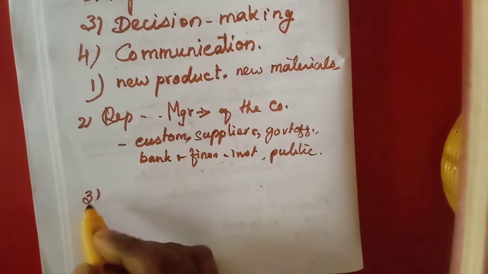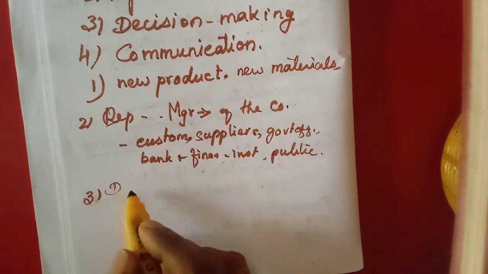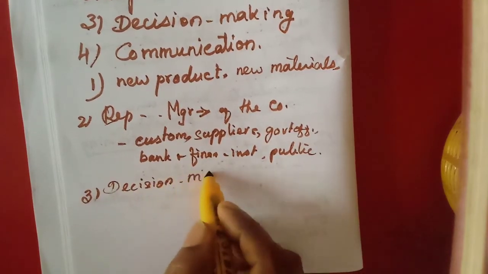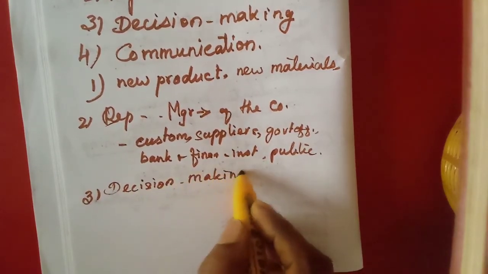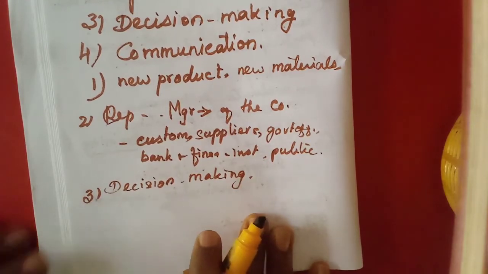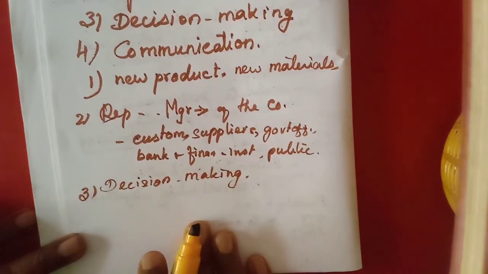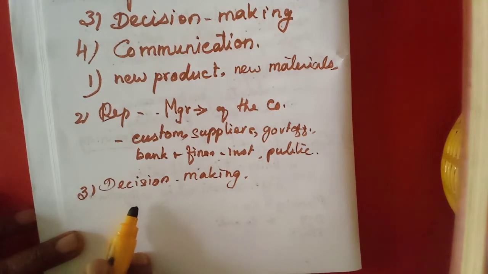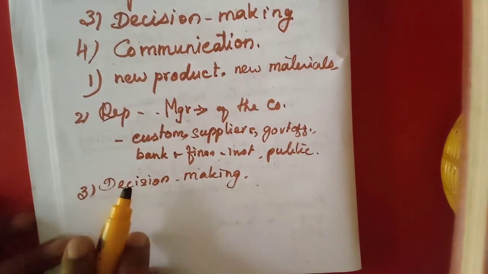So representation is also one of the subsidiary functions. Then the third one is decision making. This one we can say is the main function, because he has to take immediate and prompt decisions whenever and wherever he needs. The success of any organization is in the hands of the management taking proper decisions at the proper time. If they need to take immediate action, they have to decide.